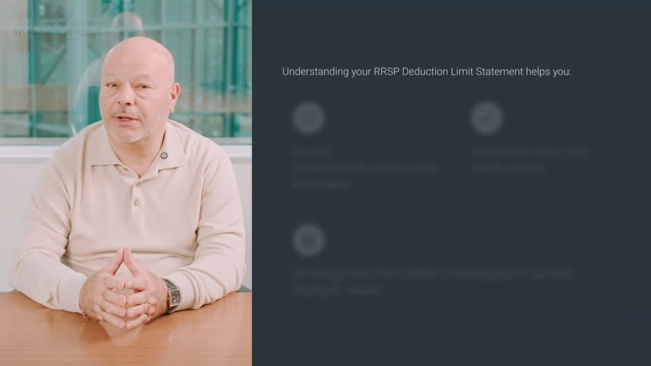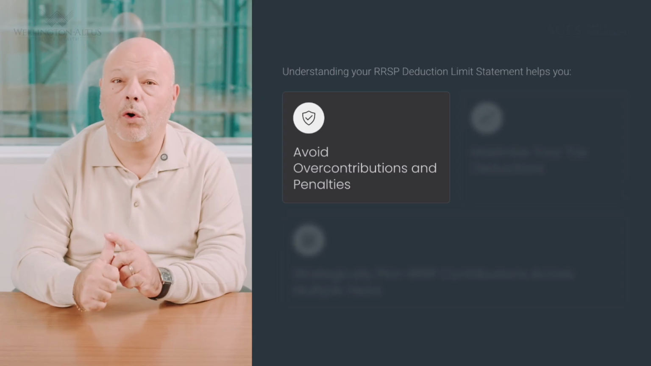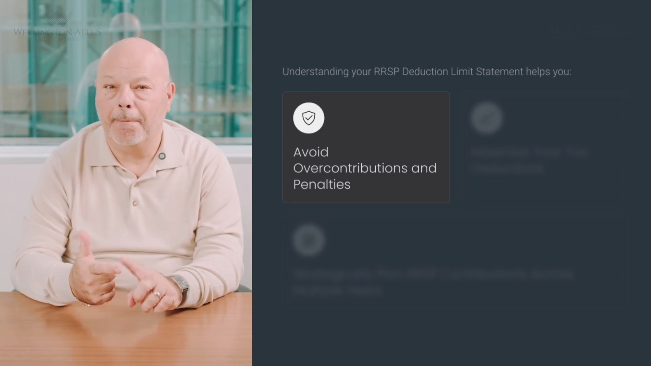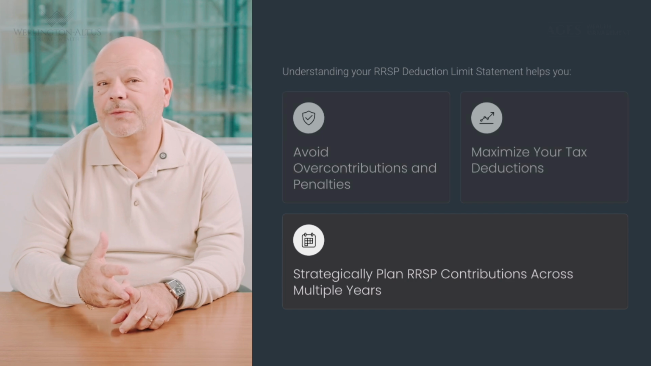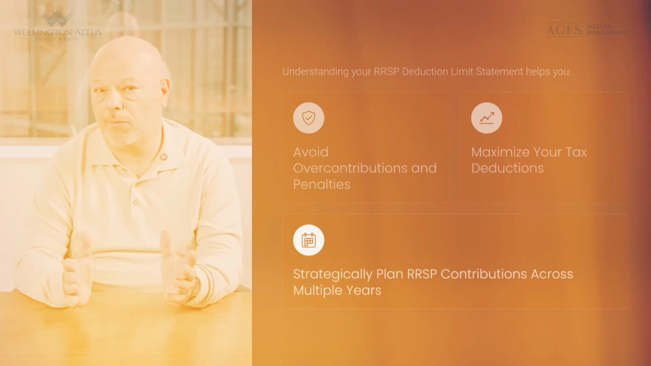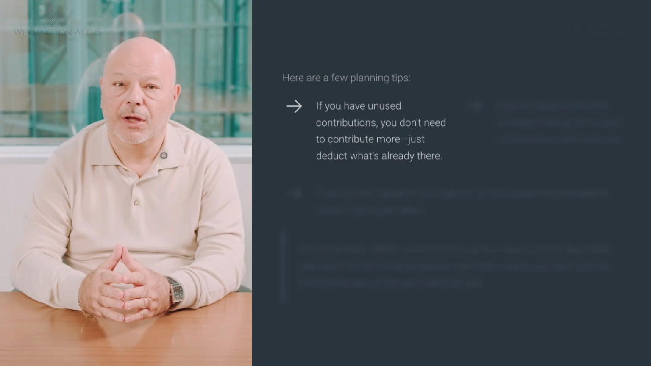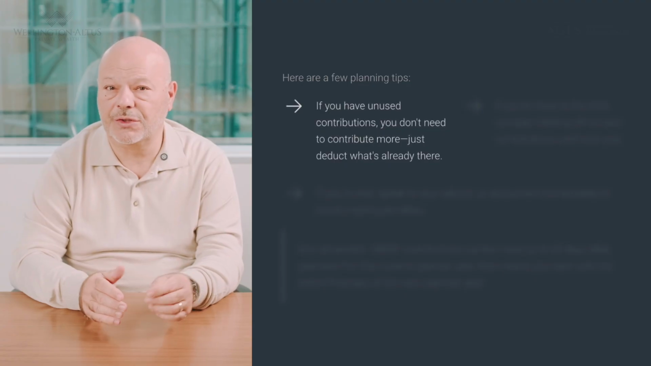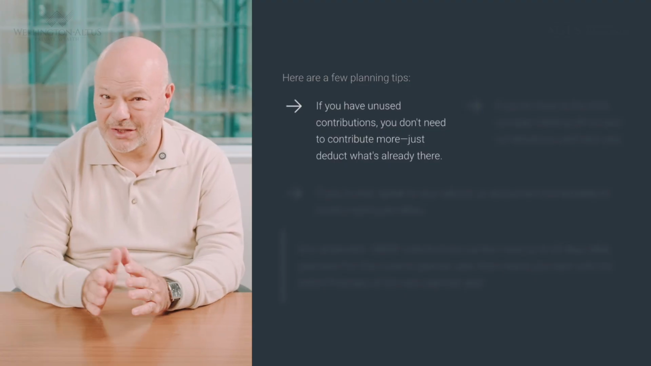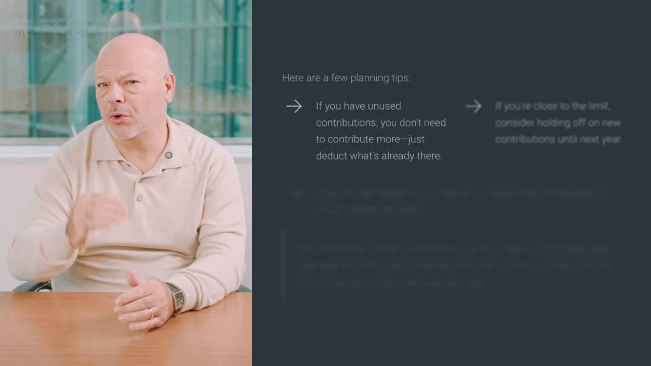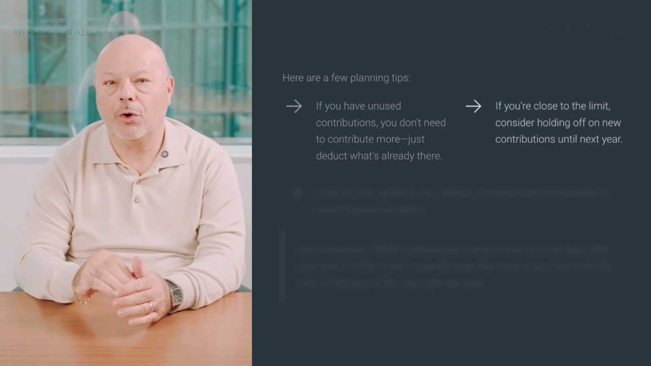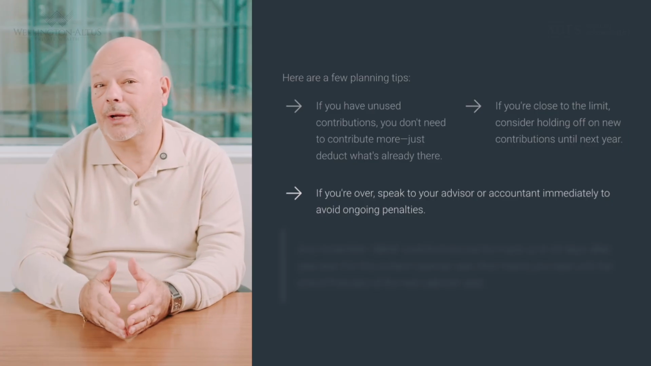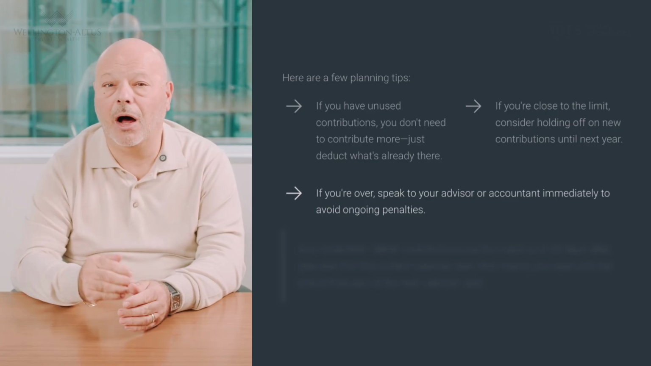How to use this information in your planning. Understanding your RRSP deduction limit helps you avoid overcontribution and penalties, maximize your tax deductions, and strategically plan RRSP contributions across multiple years. Here are a few planning tips. If you have any unused contributions, you don't need to contribute more. Just deduct what's already there. If you're close to the limit, consider holding off on contributions until the next year. If you're over, speak to your advisor or accountant immediately to avoid ongoing penalties.